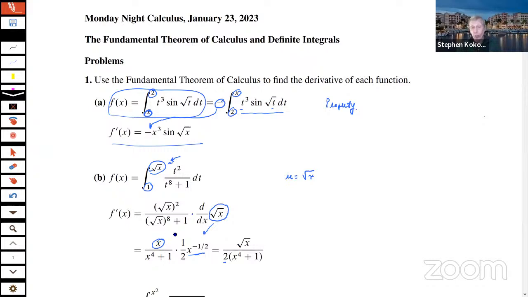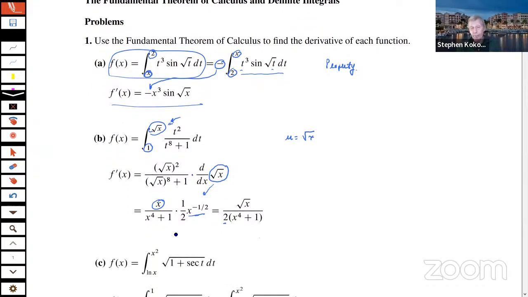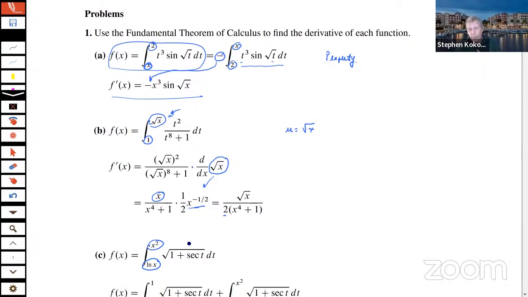And let's take a look at one more here. This is kind of a cool problem because it has functions of x in both the lower and the upper bound. And so what do you do here? The trick is to use another property of definite integrals, and that is to introduce a constant. Often we use 0, but just for a little variety, I used 1 here.